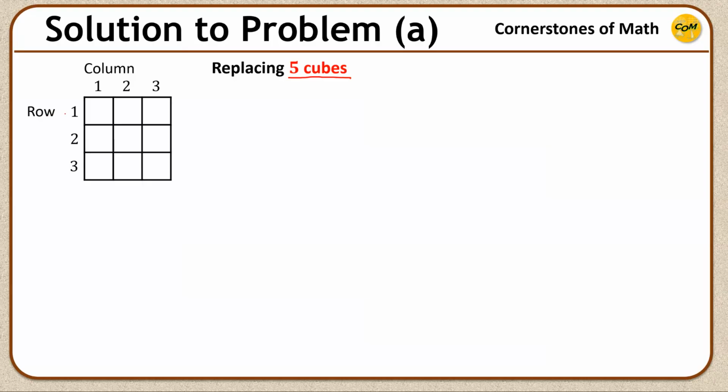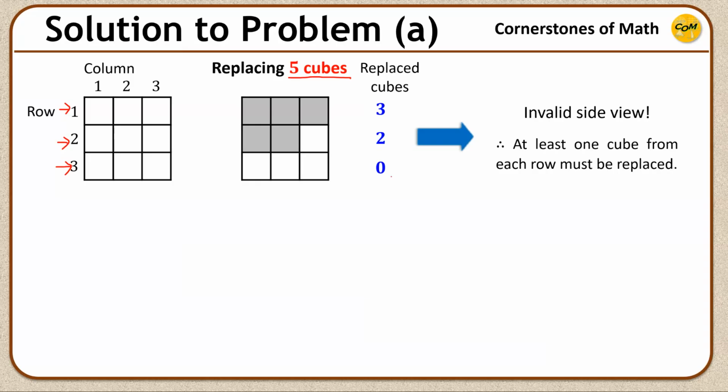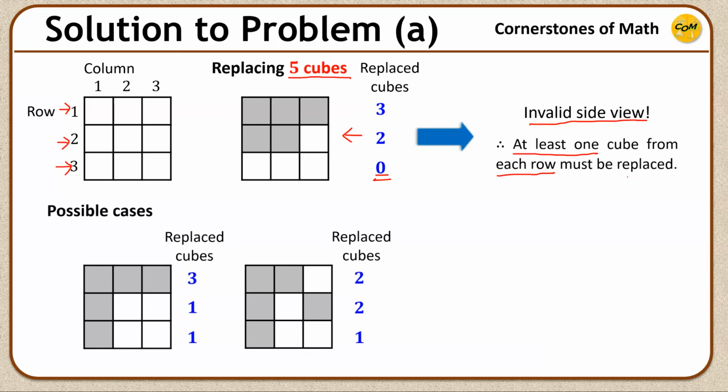We are going to use the approach where we ask the question, how many cubes have to be replaced in each row? Well, one thing we know for sure is that if there is a row where none of the transparent cubes are replaced, then we have an invalid side view. That is, at least 1 cube from each row must be replaced. With this in mind, if you examine some valid examples, you'll notice that we can divide them into 2 cases.